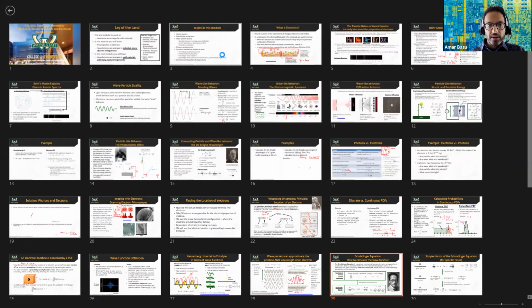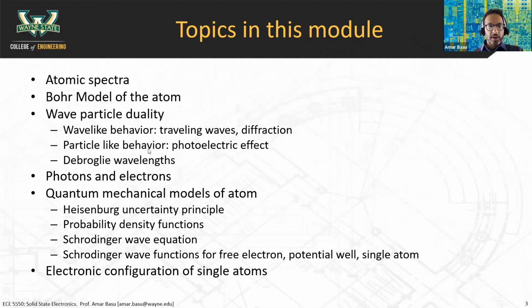Just a quick introduction to the topics of this module. We talked about the atomic spectra and the Bohr model where electrons orbited the nucleus in specific radii. So this was a model where the energies of the electrons were precisely known, and you could say that the momentum of the electrons were precisely known as well. But the quantum mechanical model is a little bit different.